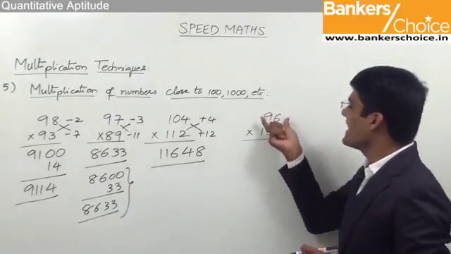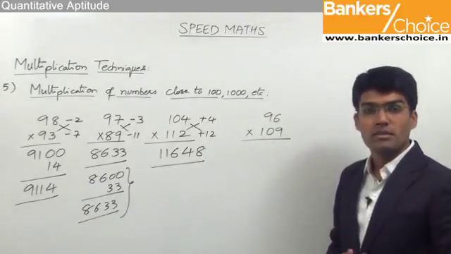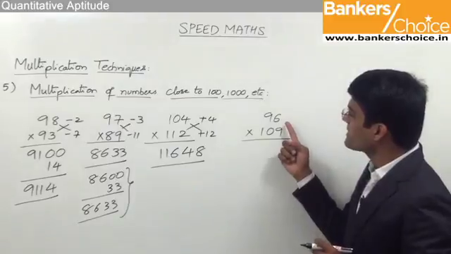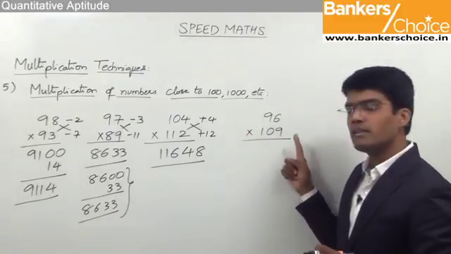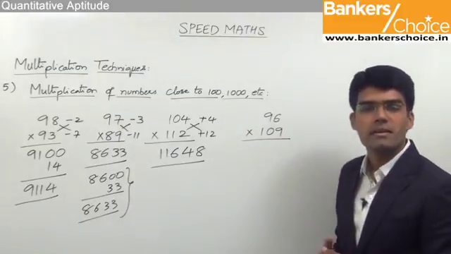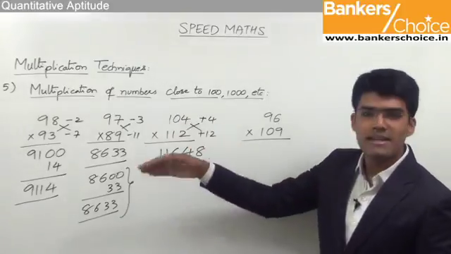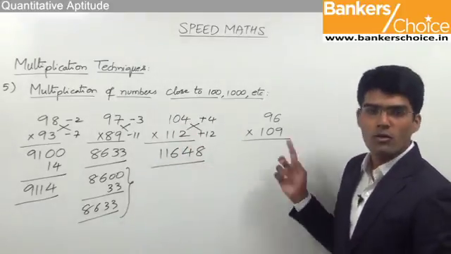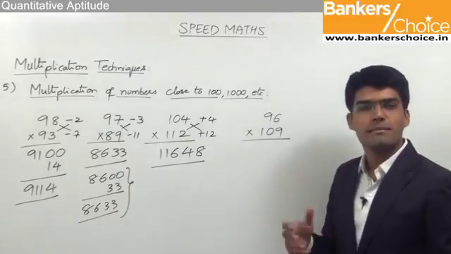The question here is 96 into 109. Now, as you can see here, one number is less than 100 and the other one is more than 100. But the procedure remains same. Both the numbers may be less than 100, both may be more than 100, or one may be less, the other may be more. The process remains same.